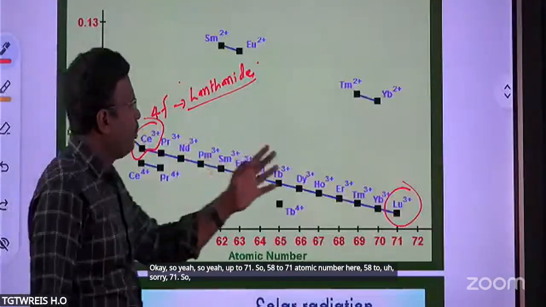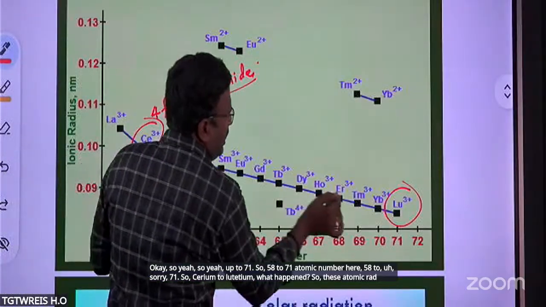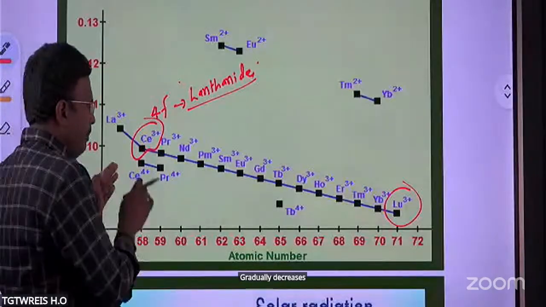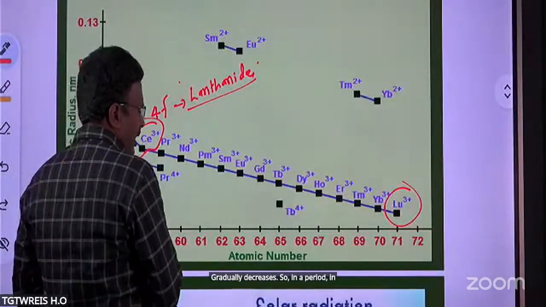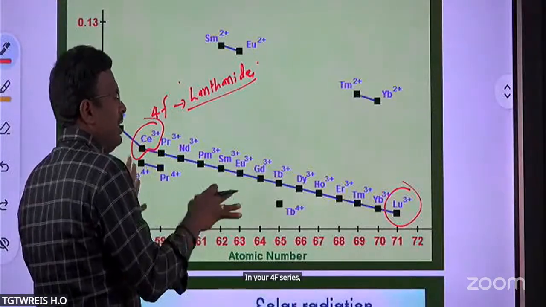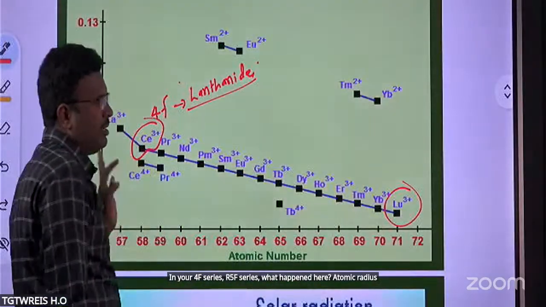So cerium to lutetium, what happens? The atomic radius gradually decreases. Very important. Gradually decreases. So in a series, whenever the atomic number increases in a 4F series or 5F series, what happens here? Atomic radius gradually decreases. That is very important.